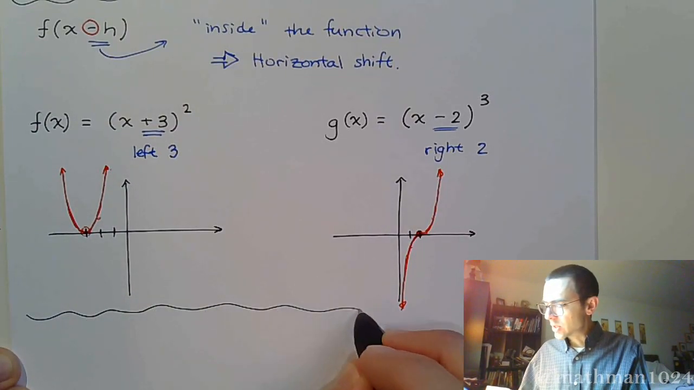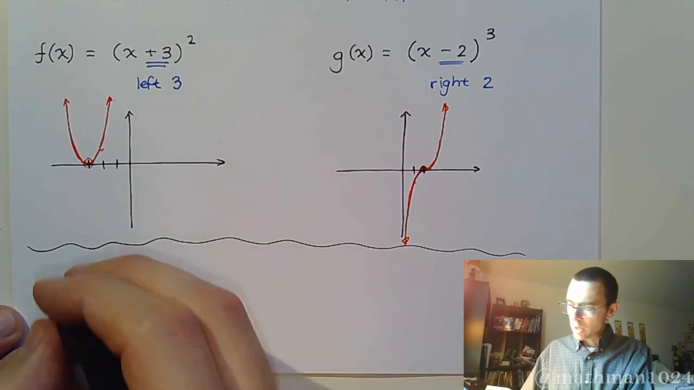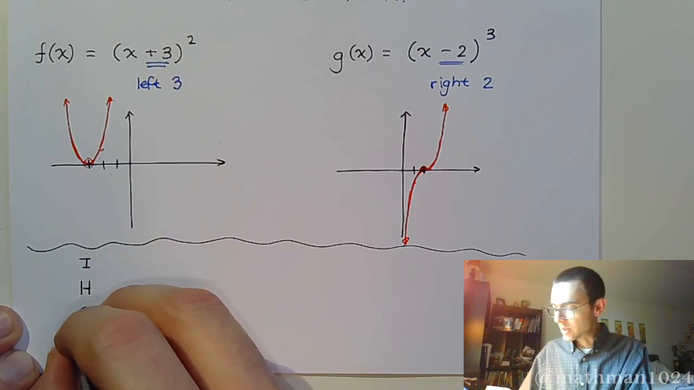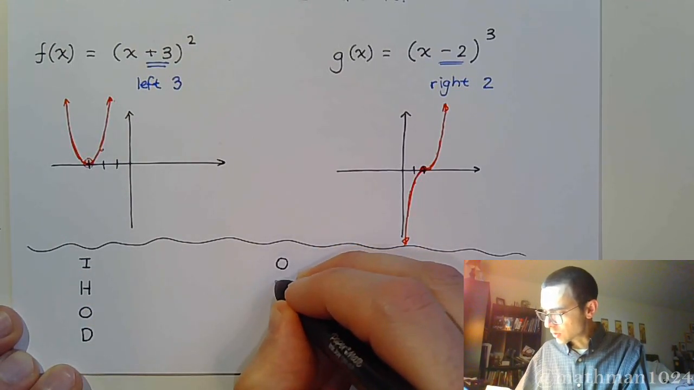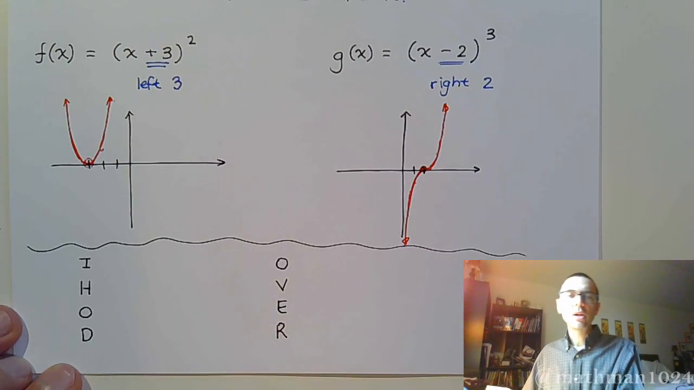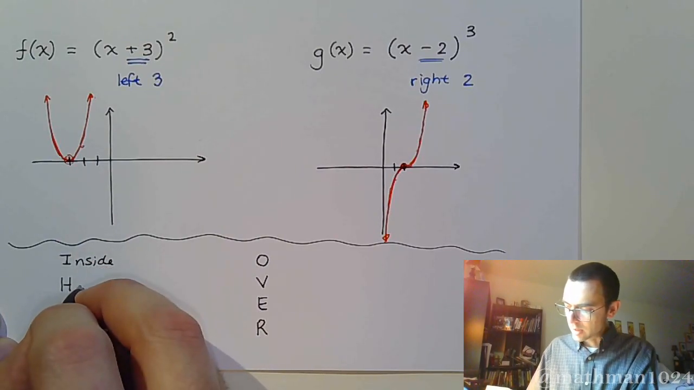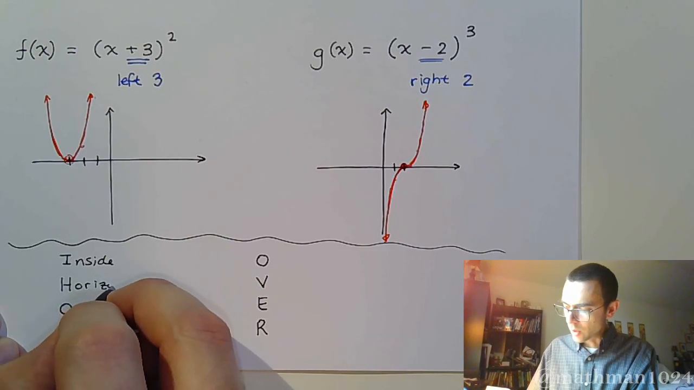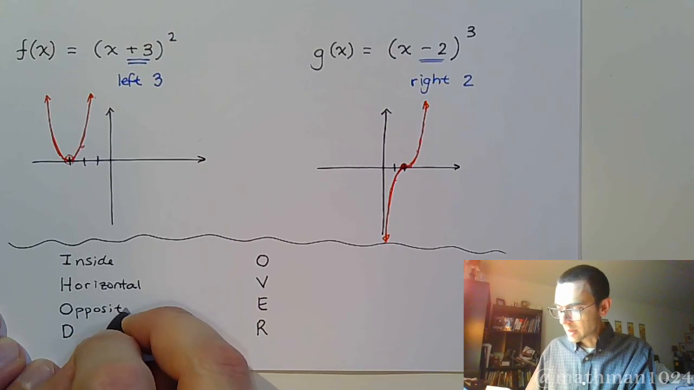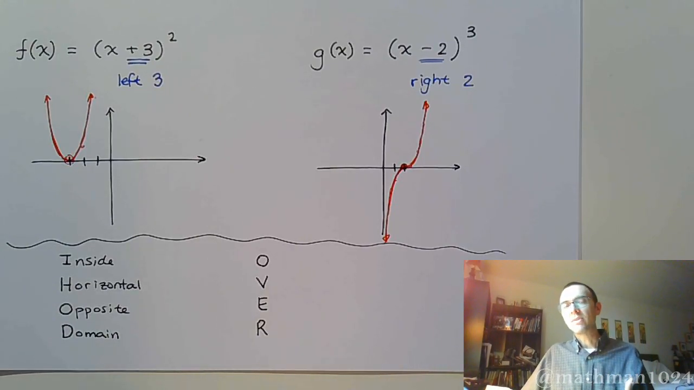And all of this stuff can be summed up in a neat little acronym, okay? And we say IHOD over. Now, I did not come up with this. Had a student share this with me about a decade ago, and I went, oh, that's pretty cool. So here's what IHOD over means. This means that when you have something that is inside your function, that is going to affect you in a horizontal way. You're going to do the opposite of what you see. And if you are shifting left and right, that can naturally have an effect on your domain.